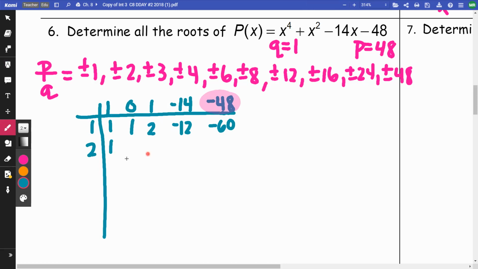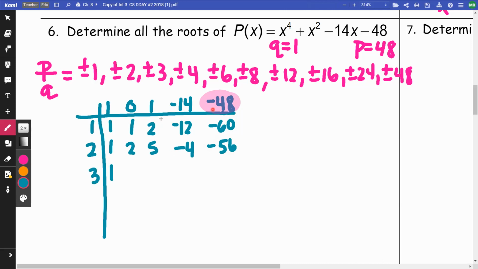Let's try 2. 2 times 1 is 2. I add it, I get 2. 2 times 2 is 4. I add it, I get 5. 5 times 2 is 10. I add it, I get a negative 4. Negative 4 times 2 is a negative 8. I add it, I get a negative 56. Okay, moving the right direction.